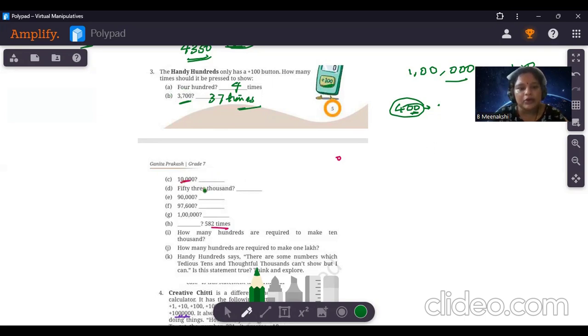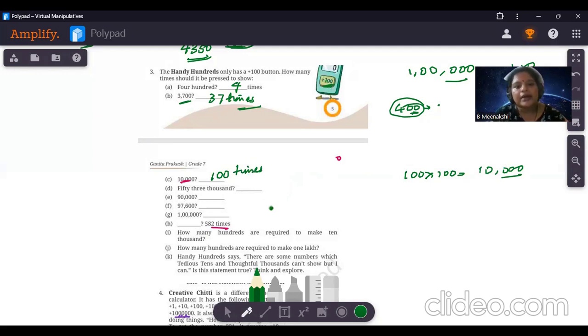Similarly, for 10,000, 100 into 100 will give you 10,000. So we need to press 100 times. Then only we will get 10,000 in the calculator.